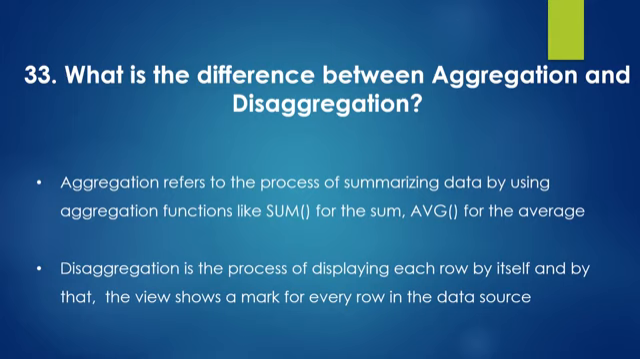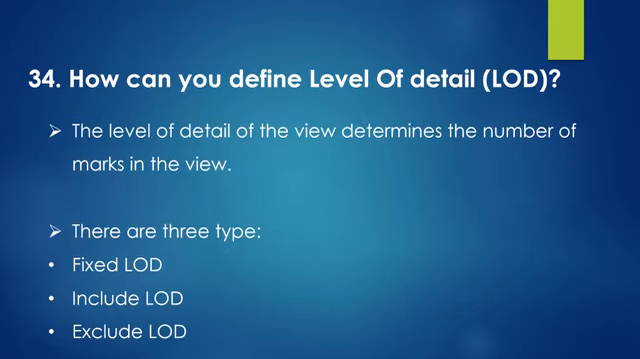Whereas disaggregation is the process of displaying each row by itself, and by that the view shows a mark for every row in the data source. How can we define level of detail, LOD? The level of detail of the view determines the number of marks in the view. And we have three types. We can either include these values, exclude them, or create fixed LOD.